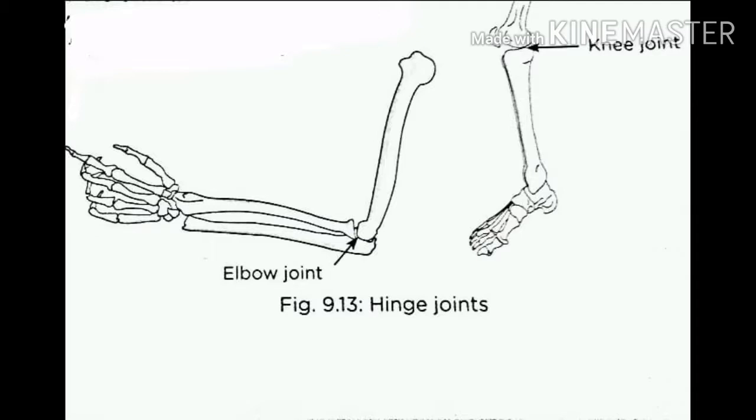This hinge joint allows the movement of bones in only one direction, just like the hinges in a door. It's found in the knees, elbows, fingers and toes. These are all the best examples of hinge joints.